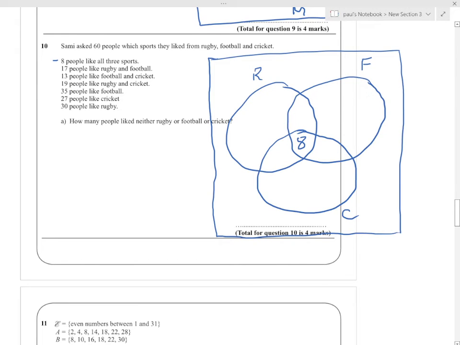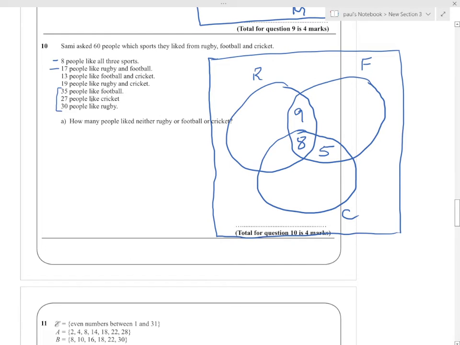19 people like rugby and cricket. 35 like football. These are in a group, aren't they? That just tells you the totals. So if we can find something in here. So 17 people like rugby and football. So we know that that's got to be in this bit. And we've got 8 of them. Therefore that will be 9. 13 people like football and cricket. Football and cricket is in this. We'd know there's 8 in this, so the difference between 8 and 13 is 5.